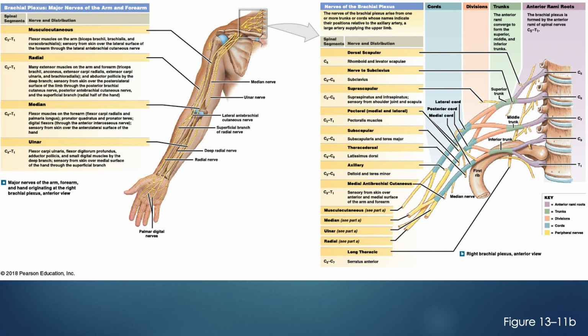Figure 13-11 in your text is going to show you the nerves of the brachial plexus, and you can see how that all breaks down. The short of it is you're going to need to understand that there are several major nerves, such as the musculocutaneous, the radial, the median, and the ulnar, which are over on the left side of the page that you definitely will need to know the difference between.